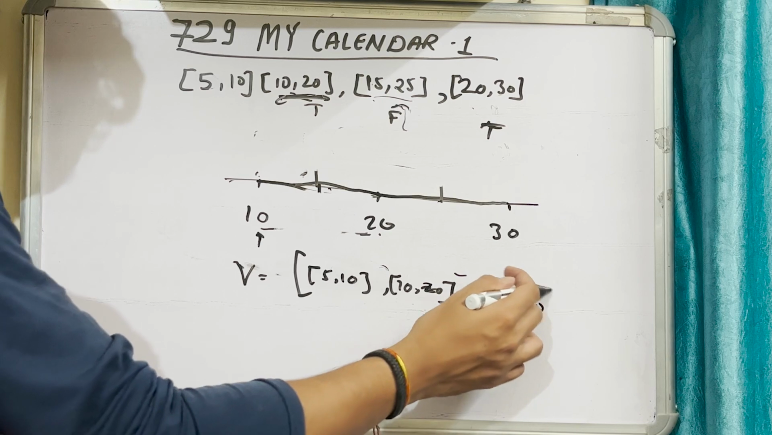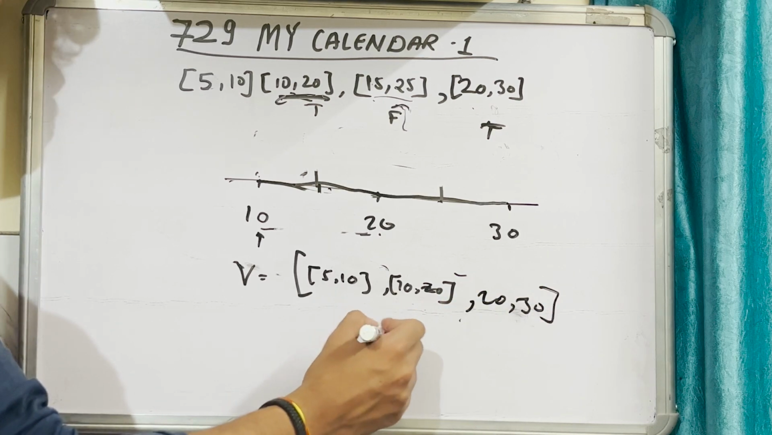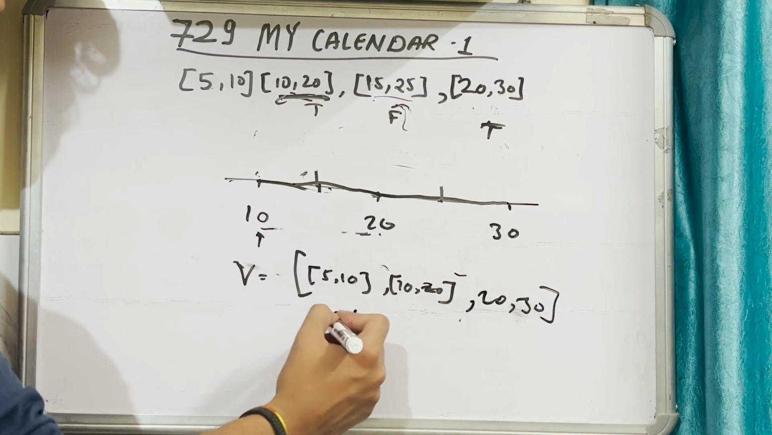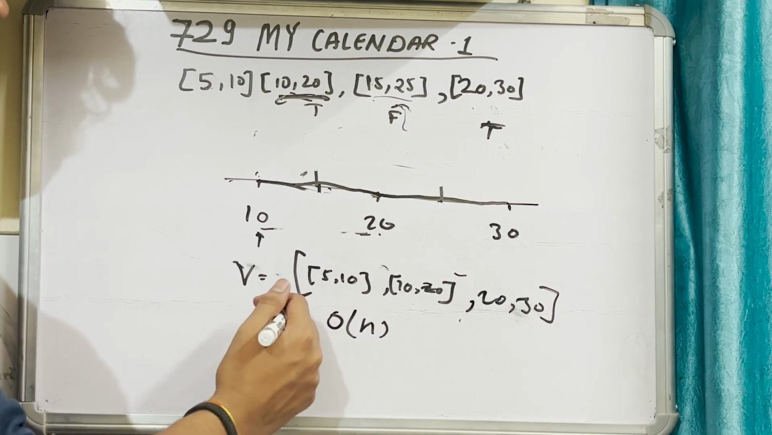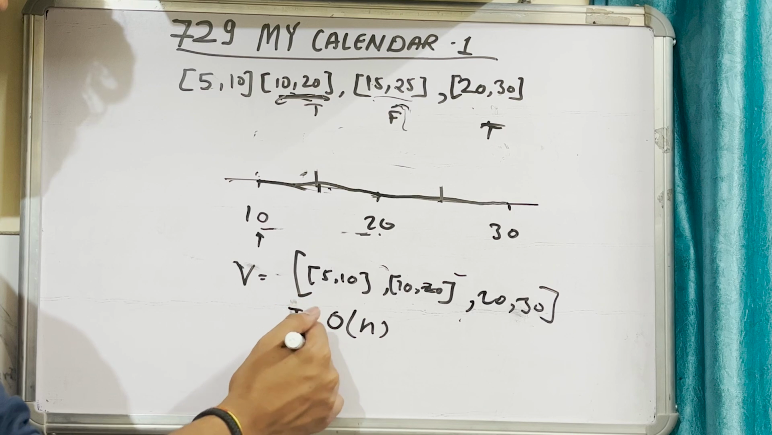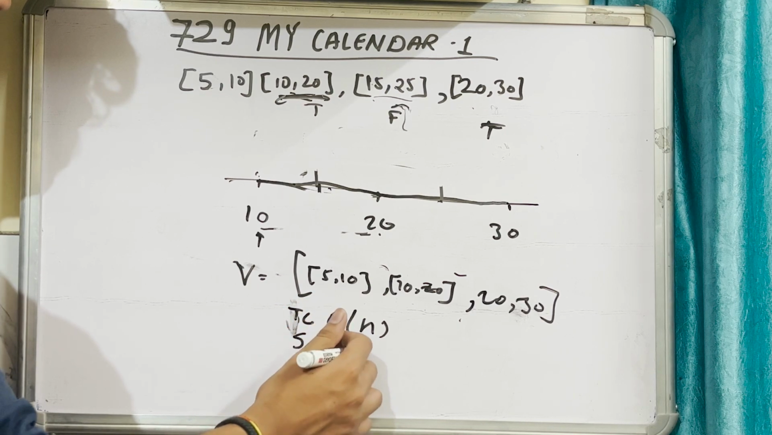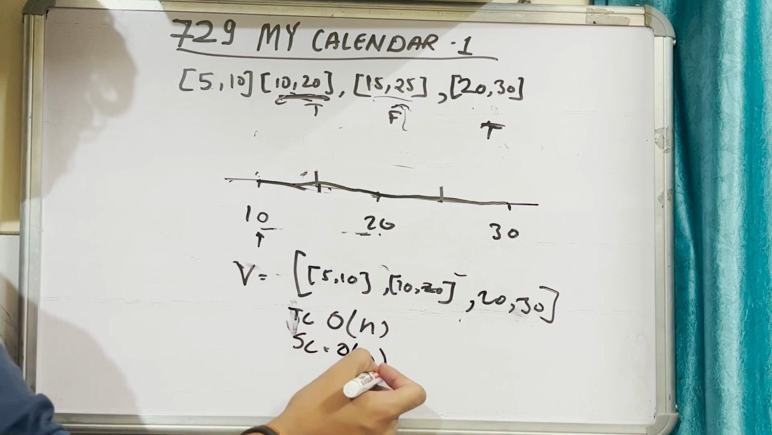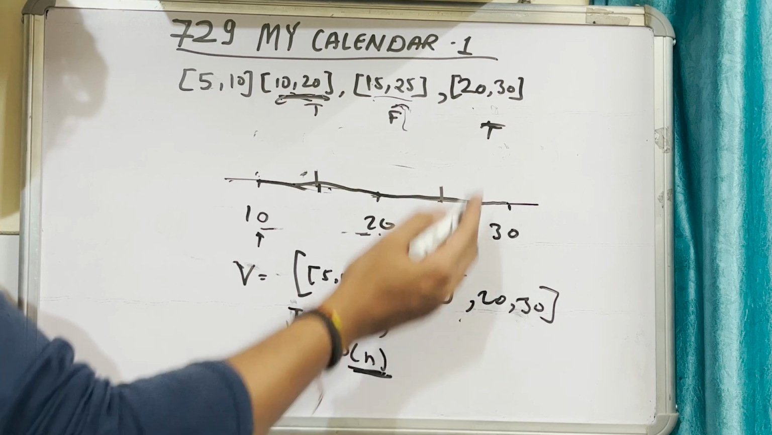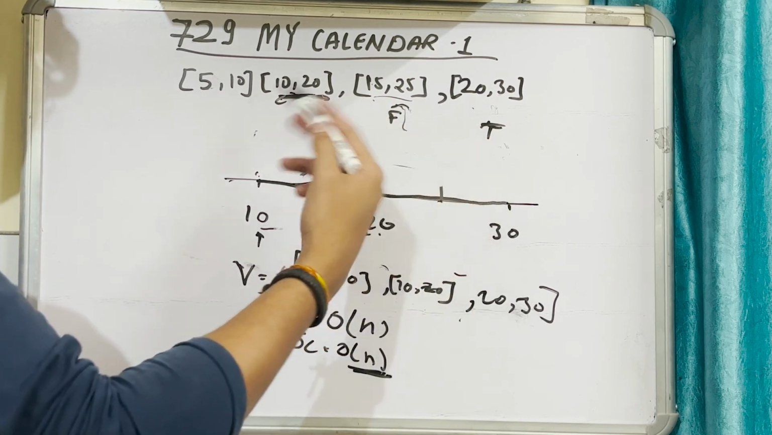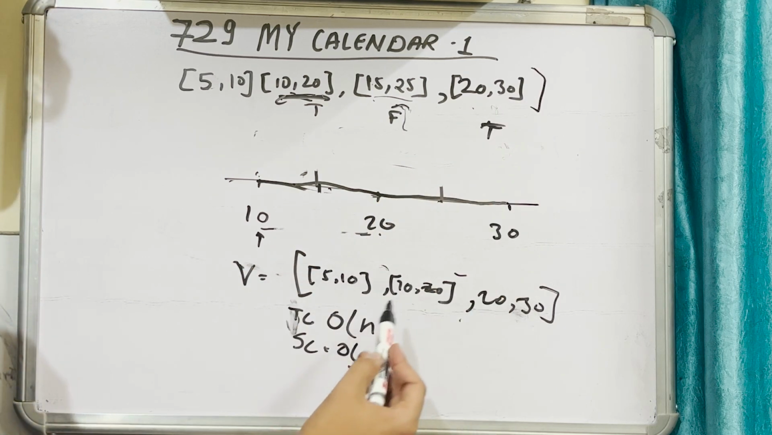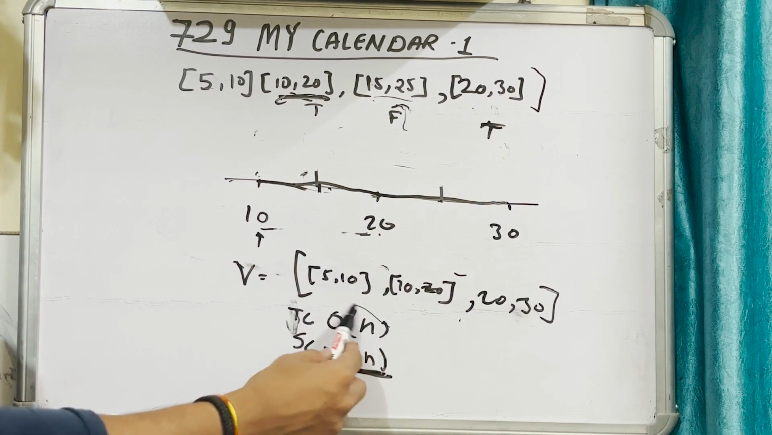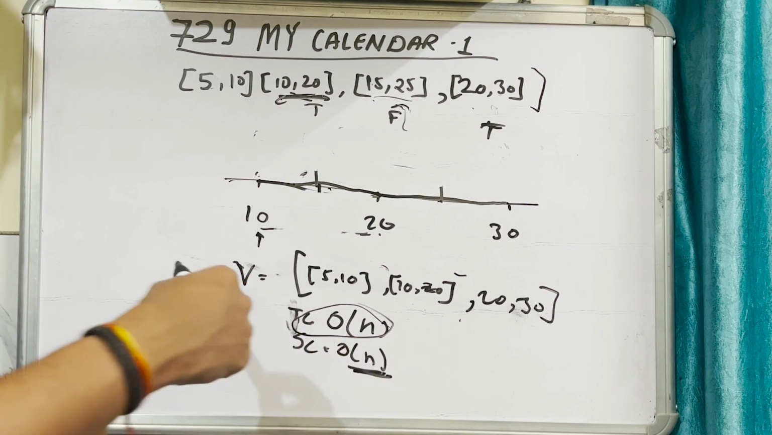Okay, but the main thing is it is taking big O of n. Wait a second, time complexity and space complexity is also big O of n, as you may be inserting all the intervals or the dates in this vector that you are creating. So how to improve this time complexity is a question.